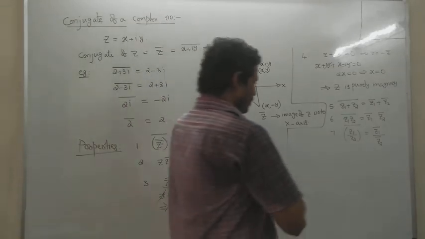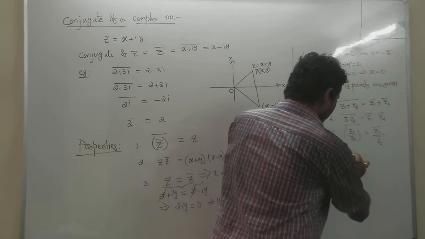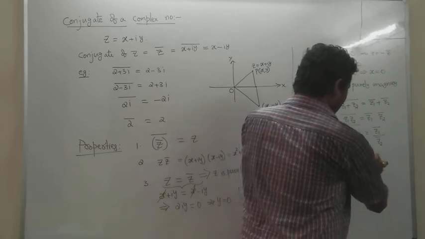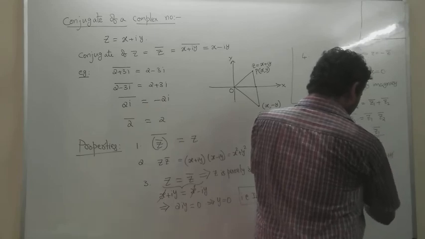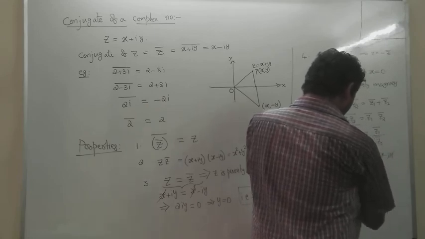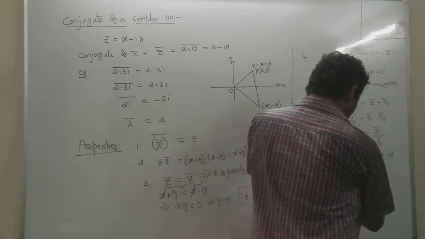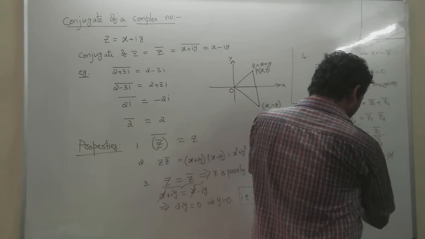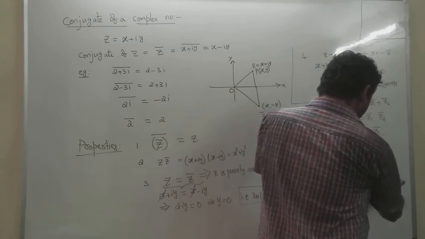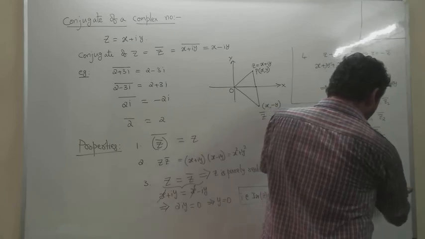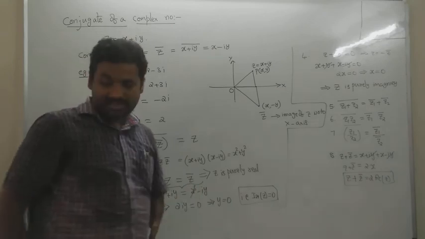Next one. What is z plus z bar equal to? z plus z bar equals x plus iy plus x minus iy, iy cancels. That equals 2x. So remember that z plus z bar is equal to 2 times the real part of z.